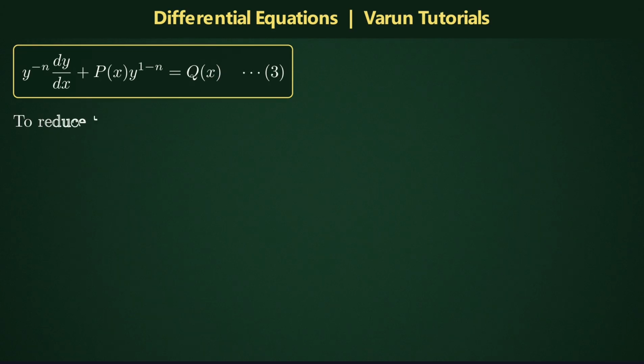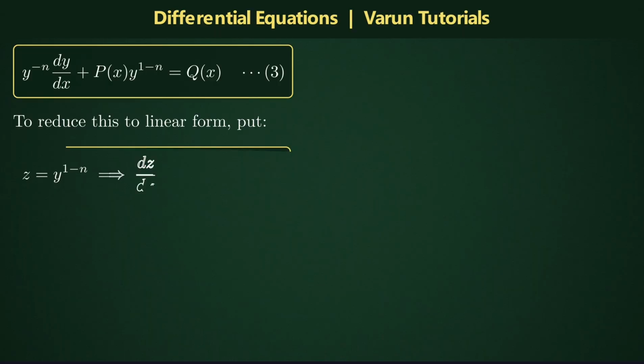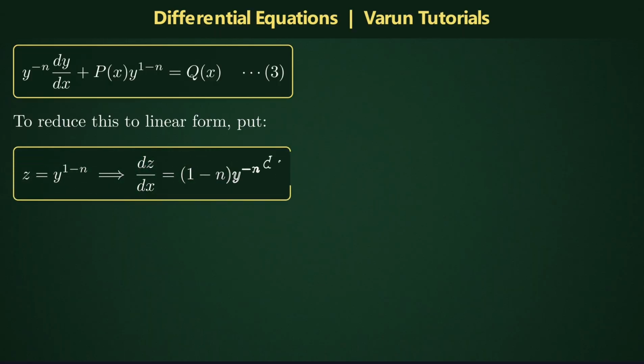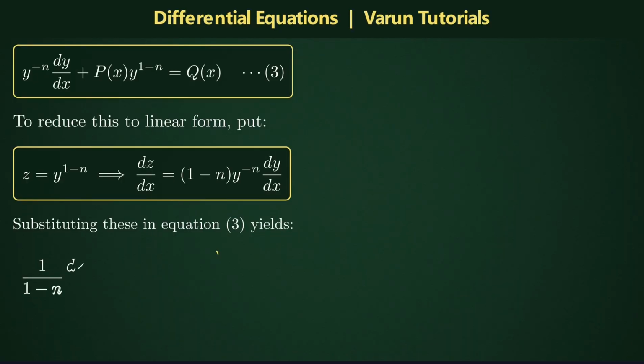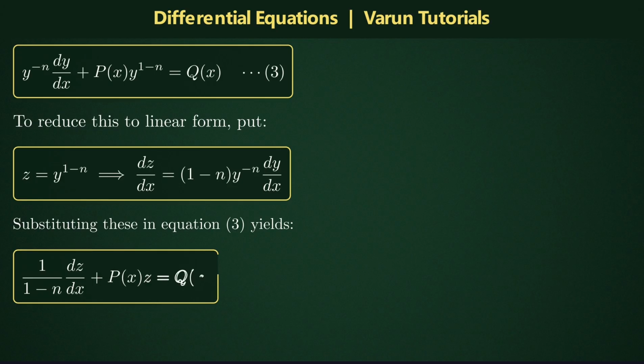To reduce this to a linear form, we use substitution. Let us put z equals y to the power 1 minus n, which gives dz by dx equals the quantity 1 minus n, times y to the power of minus n, times dy by dx. Substituting these values in equation 3, we get 1 over 1 minus n, times dz by dx, plus p of x times z, equals q of x.